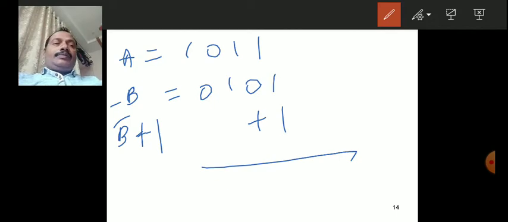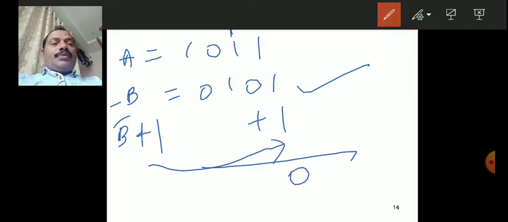So that is the meaning. Minus B is B bar plus 1. This plus 1 is this. This B bar is this. This is the B bar. Now if we do the addition, 1 plus 1 plus 1, it is 1, 0. 1 plus 1, 1, 0. 1 plus 1, 1, 0.